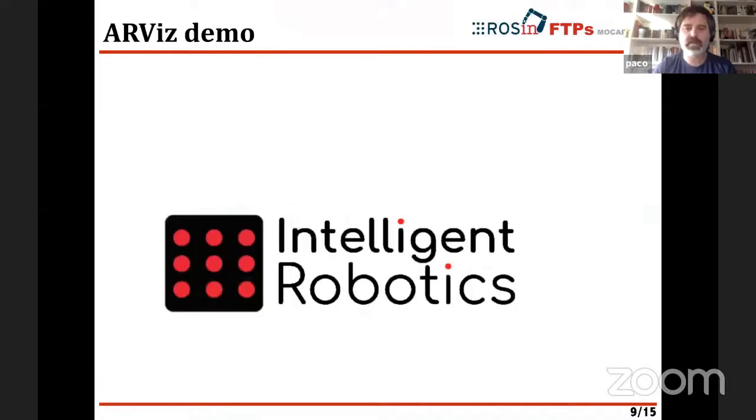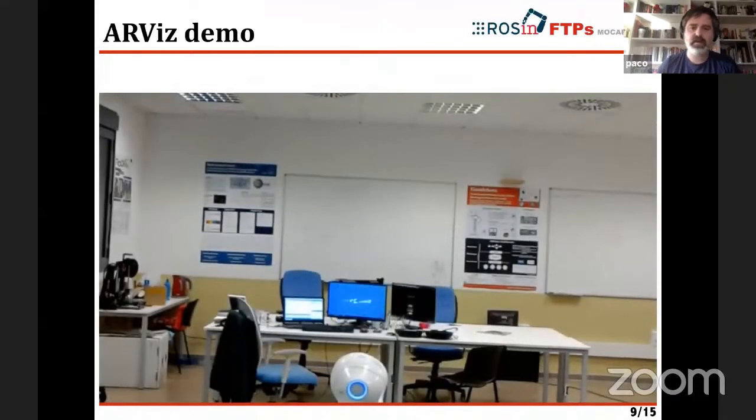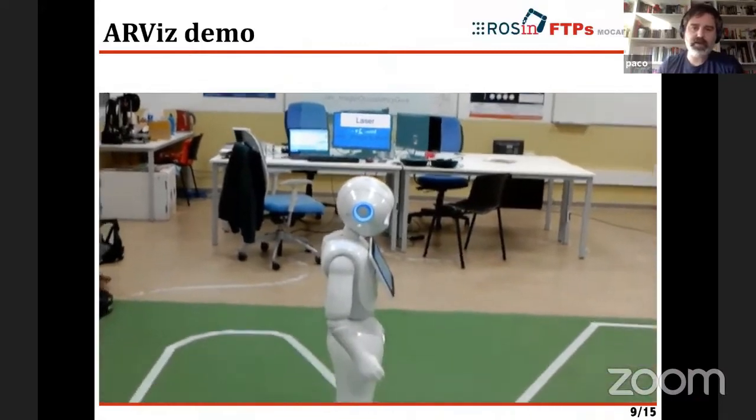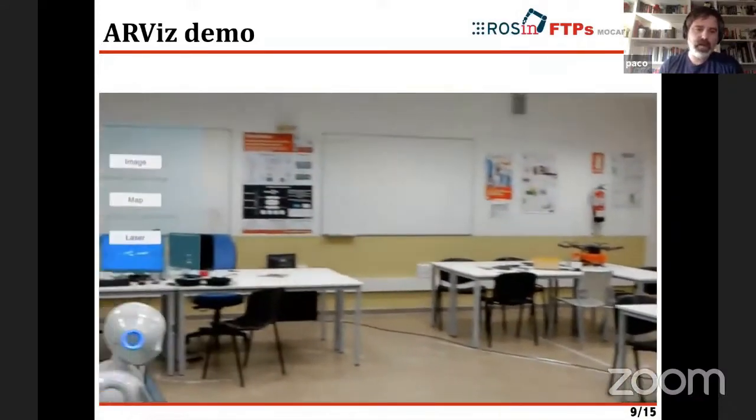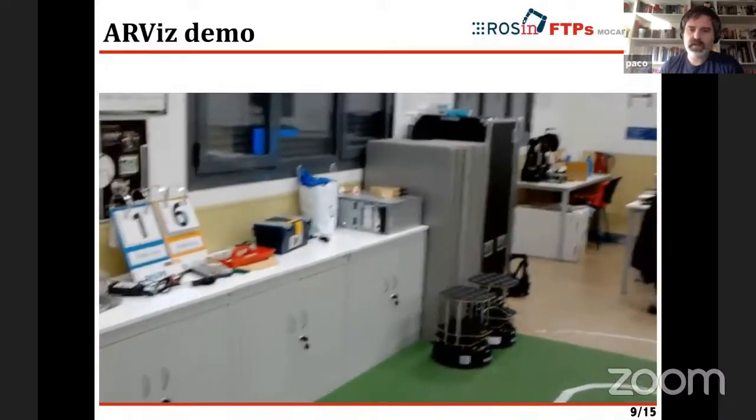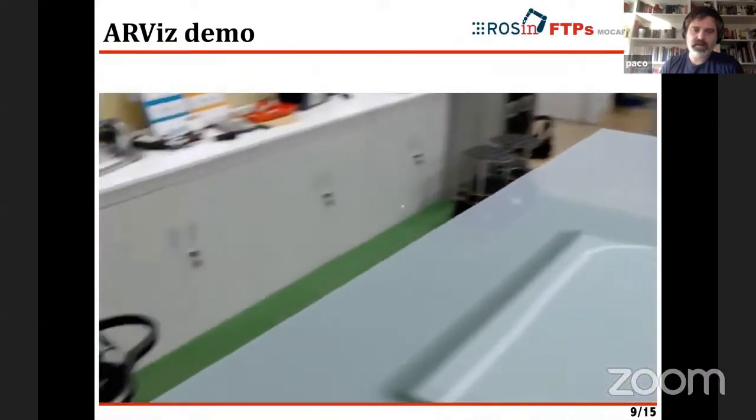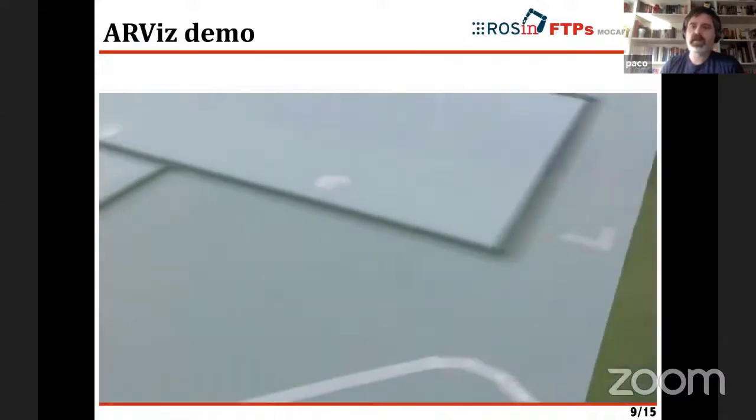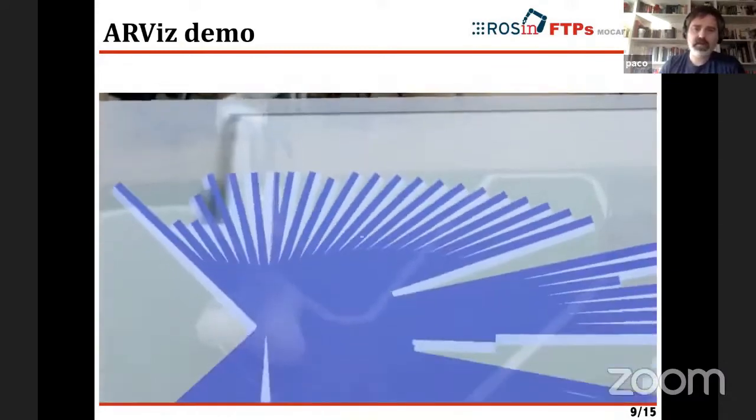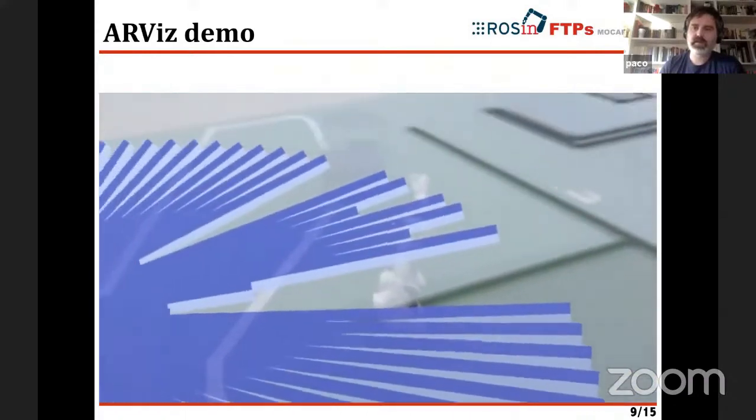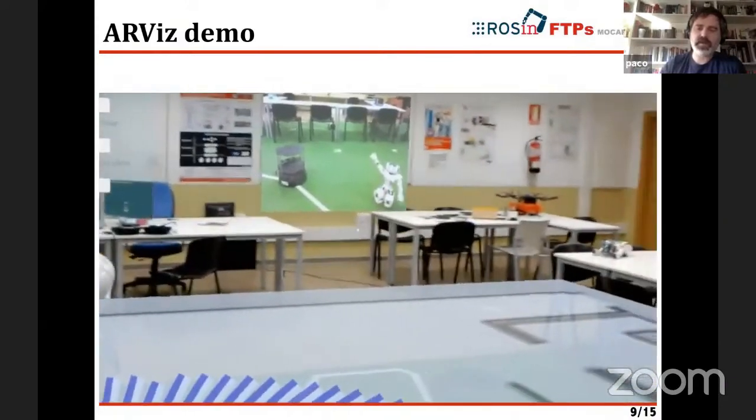So this is the first design. This was the first graphical user interface in which the HoloLens detected the topics and the types and was able to display them in the image. This is the map. Okay, this was the first version.